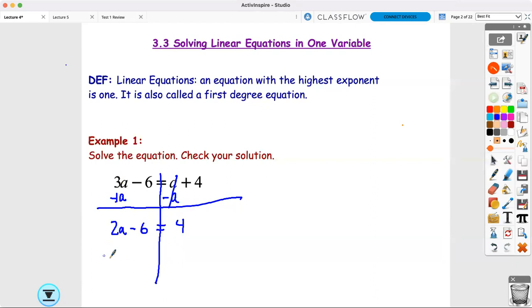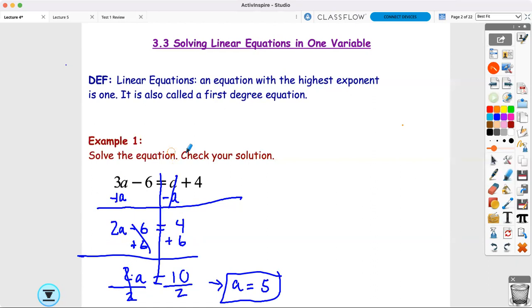Now remember, the objective is to get A by itself, so I'm going to go ahead and move the 6 over. The opposite of minus 6 is plus 6, and what we do to one side, we do to the other. So that cancels out the 6's. So now I'm going to go ahead and bring down the 2A. 4 plus 6 is 10. Now to finish this off, 2 and A are being multiplied. Remember, the opposite of times 2 is dividing by 2. And what we do to one side, we do to the other. These 2's cancel out. So then we get A equals 5.